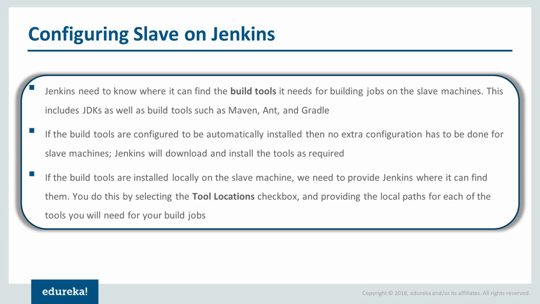Jenkins, of course, needs to know where it can find the build tool. The build tool examples could be JDK, Maven, Gradle, etc. If the build tools are configured to be automatically installed, then no extra configuration has to be done for the slave machines. Jenkins will download and install the tools as required. However, if the build tools are installed locally on the slave machine, we need to tell Jenkins where it can find them. You do this by selecting the tool locations checkbox and providing the local paths for each of the tools you will need for your build jobs.